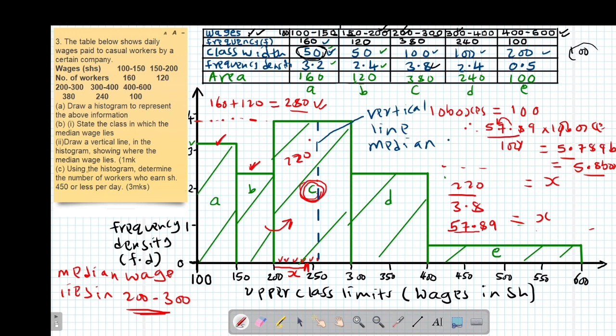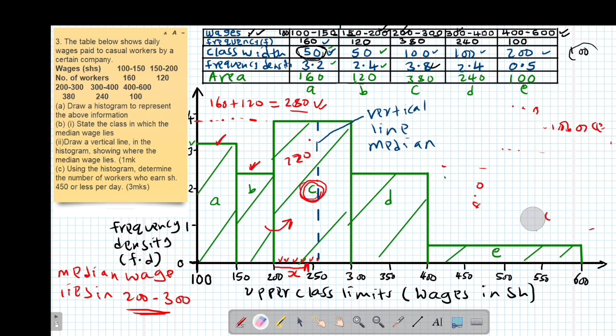Then part C of the question, we are told that using the histogram, determine the number of workers who earn 450 shillings or less. So the number of workers will simply be equal to the area below the 450. Let me create some working space here. So we need to find the area below. Remember our 450 is at this particular point. Therefore, we are simply going to find the area of this part. So the area of these bars will actually be the number of workers.